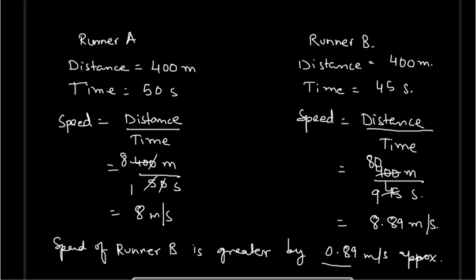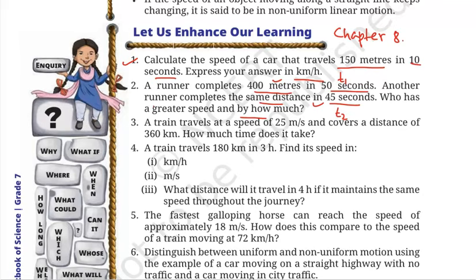And how do you get this 0.89? You see, the speed of runner A is 8 meter per second. The speed of runner B is 8.89. So how much ahead is runner B from runner A? So what do you do? 8.89 minus 8. So that leaves you with 0.89. Clear? Understood, everyone? Now let us go to the next question.